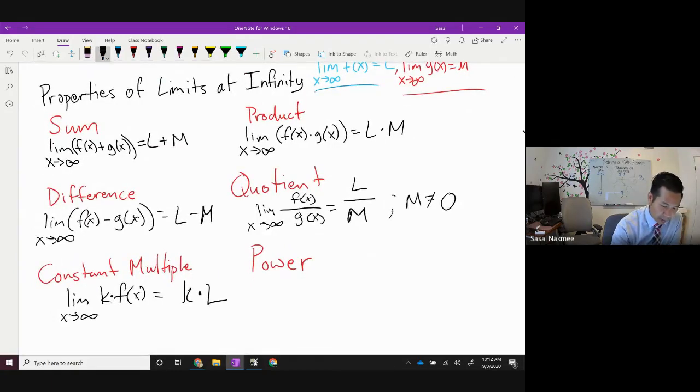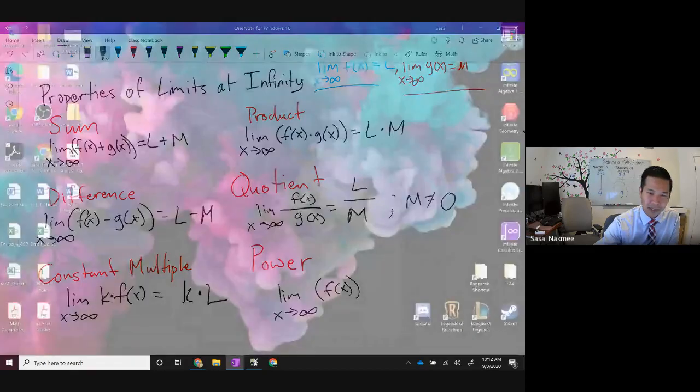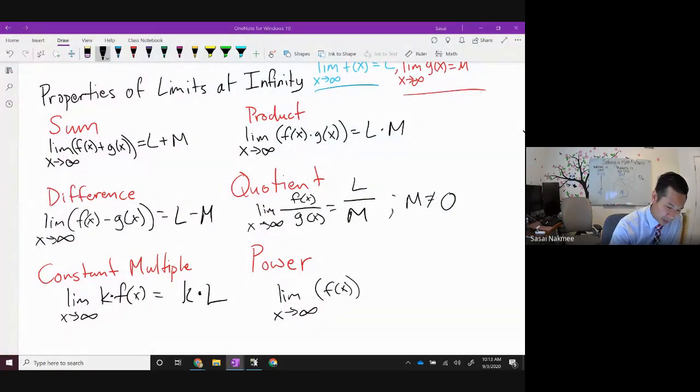And last but not least is the power rule, which is the limit as x approaches infinity of f of x being raised to a specific power. Let's say j over k. It doesn't matter what letters you pick. So this would come out to be the limit value being raised to j over k as well. So if you have it to a specific power, and you know the limit as x goes towards infinity of the function itself, you can apply the power rule to it on the outside.